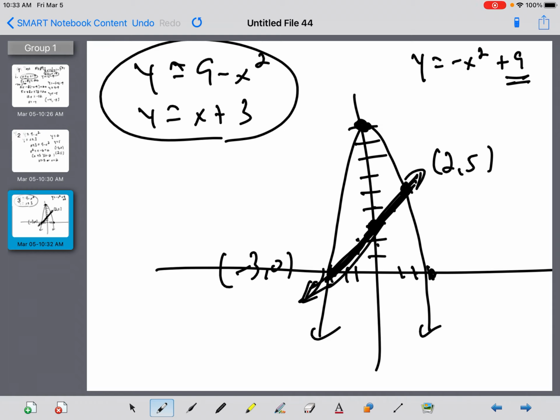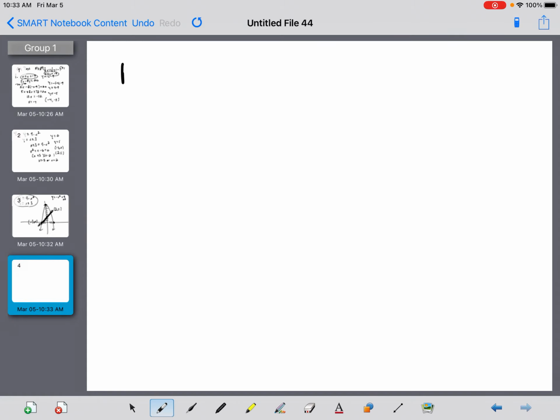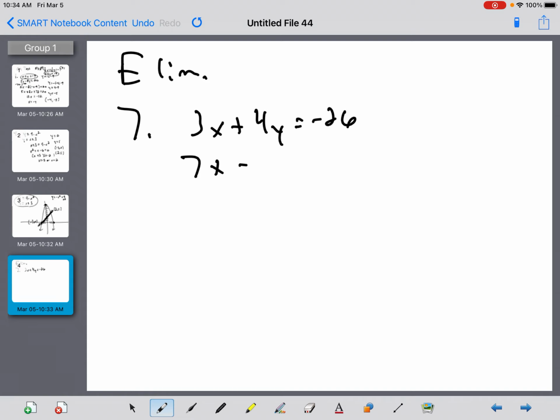Okay, let's go to the next one, solving by elimination method now. Let's look at question number 7. Now number 7 has 3x plus 4y equals negative 26 and 7x minus 5y equals 11.